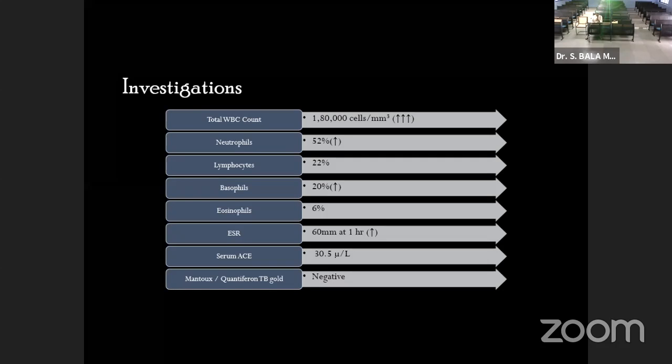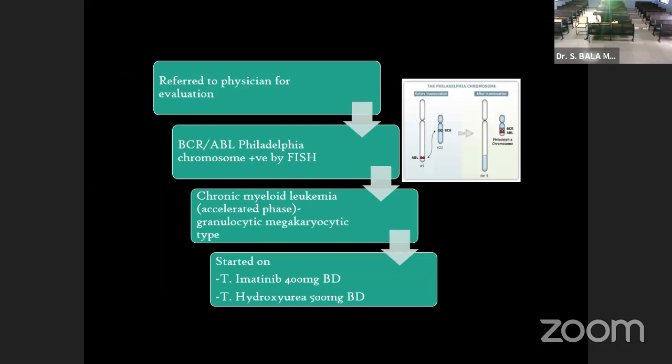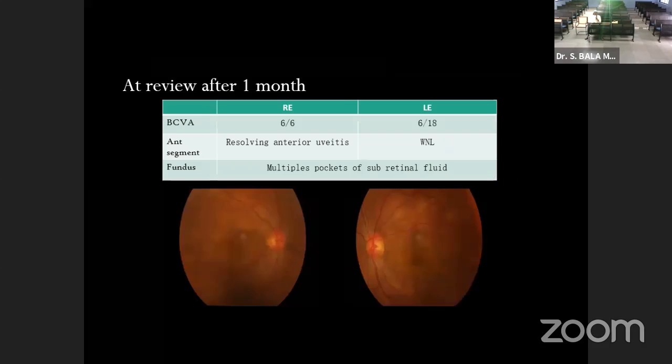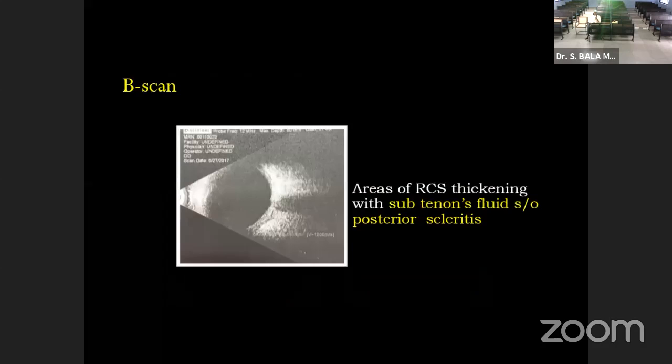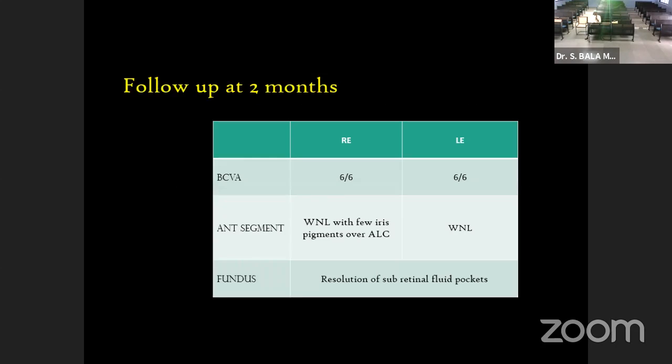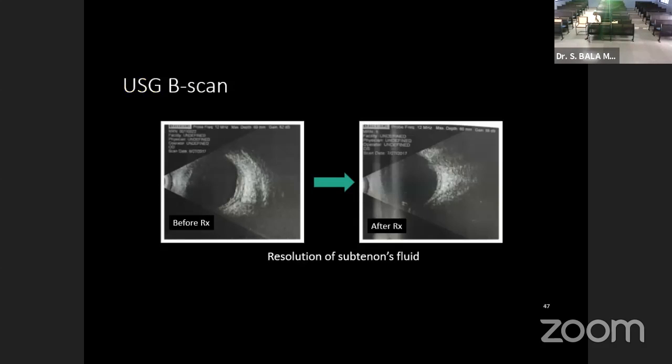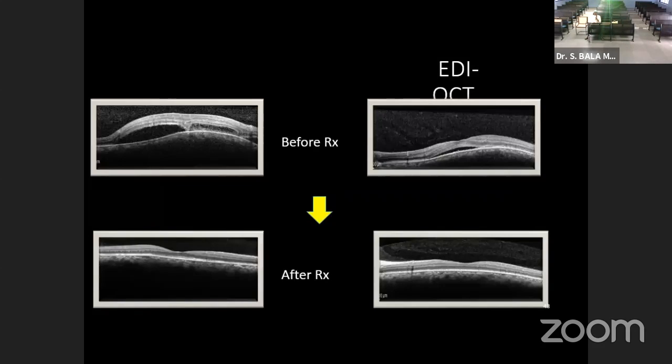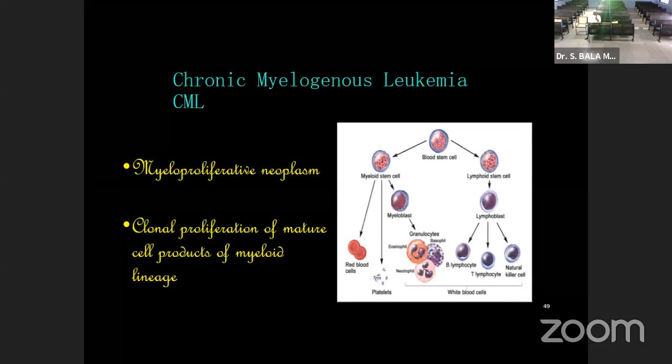The blood count surprised us. There is a remarkable increase in the WBCs, and we sent the patient to the physician, and they were able to identify the BCR-ABL locus of CML and started imatinib with hydroxyurea. And as you see, in the other eye, there is a lot of SRF collection suggestive of posterior scleritis, and the OCT was able to capture that. And following treatment with posterior subtenon along with imatinib, there is a remarkable improvement both on B-scan and OCT. So this is a myeloproliferative disorder.